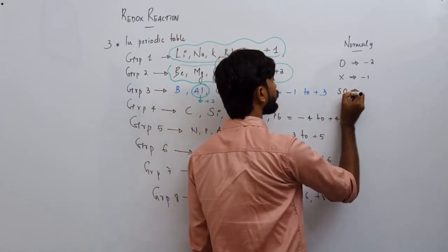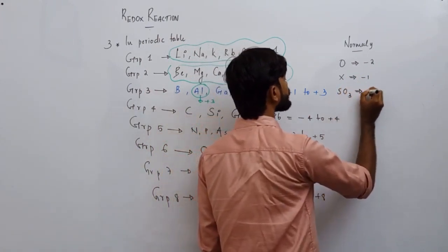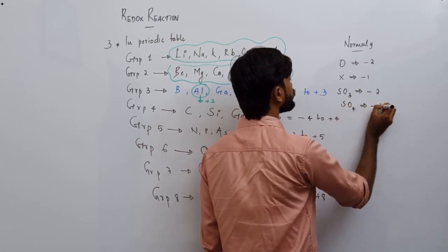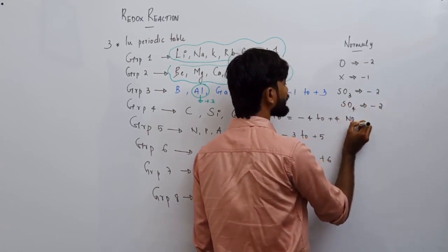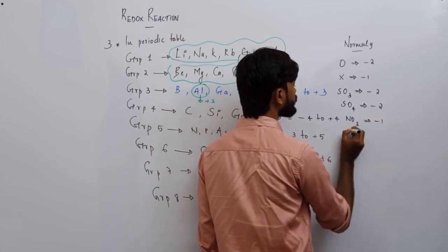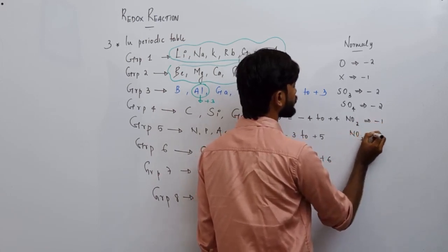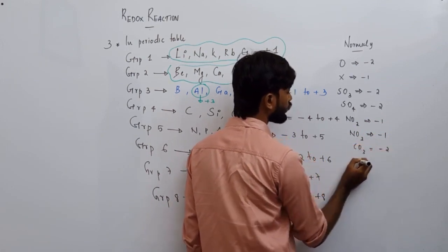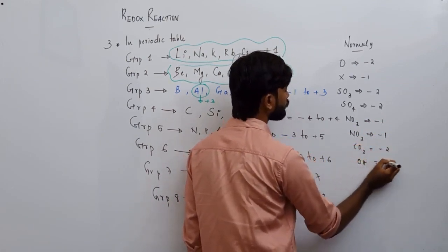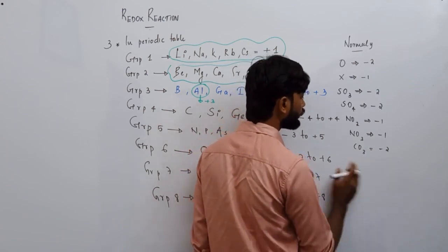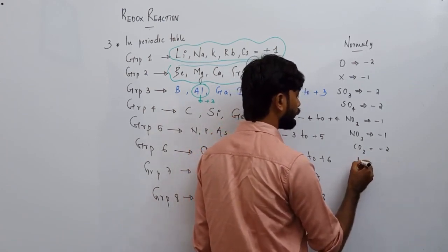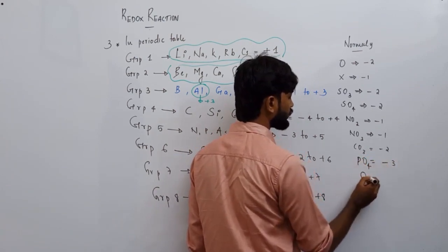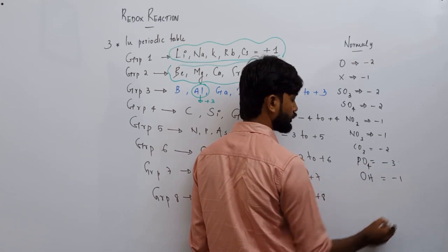The whole charge of SO3 is -2, the whole charge of SO4 is -2, the whole charge of NO2 is -1, the whole charge of NO3 is -1, the whole charge of CO3 is -2, the whole charge of PO4 is -3, the whole charge of OH is -1.